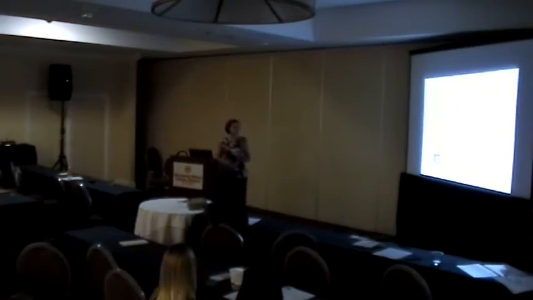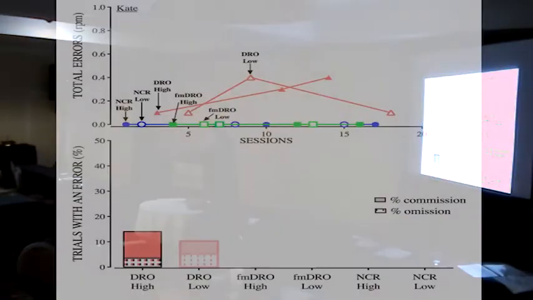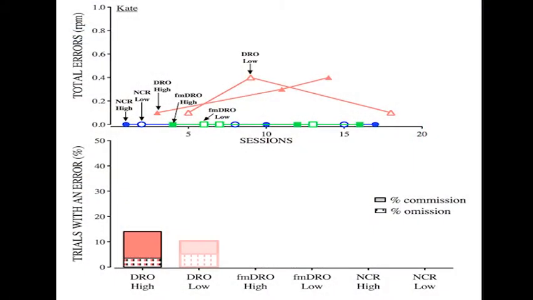I'm going to actually just be showing some representative data so as not to bore you to death with all of my graphs. These are data for Kate. Hopefully everybody can see that clearly. The top graph here shows total errors per minute on the y-axis, and we have sessions on the x-axis. So as you can see, Kate only made errors in the 2 interval DRO conditions.